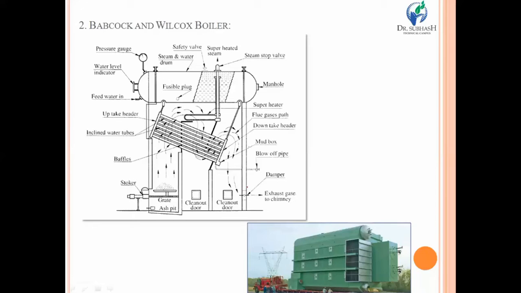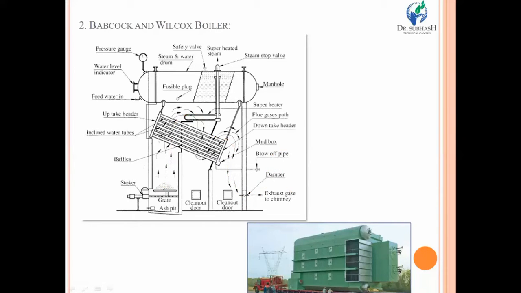Now, exactly on the right hand side, there is a passage through which the flue gases produced due to combustion of pulverized coal here, after moving through various circuits of the boiler, will at the end get exhausted through this particular passage. So this is the exhaust passage of flue gases, and from this, it will move towards the chimney and to the atmosphere.